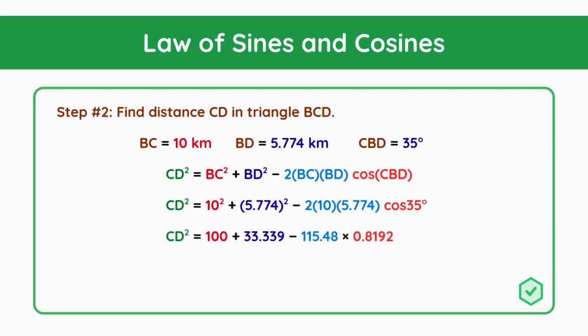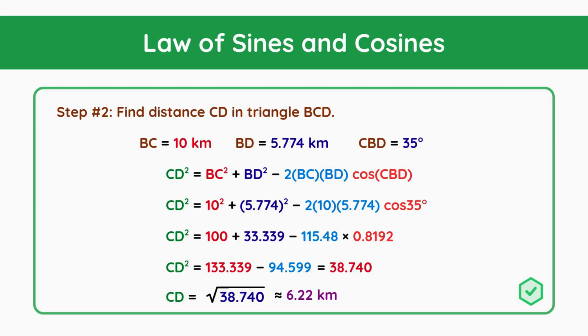CD squared equals 100 plus 33.339 minus 115.48 times 0.8192. CD squared equals 133.339 minus 94.599, which equals 38.740. Take the square root. CD equals the square root of 38.740, which is approximately 6.22 kilometers, to three significant figures.